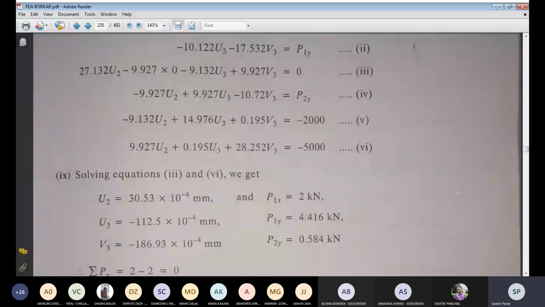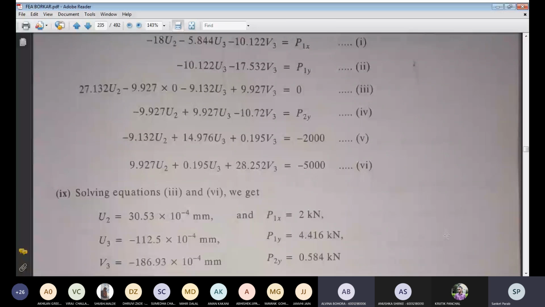Same value you are getting? No, sir. I might have made some mistake. Okay. Others also please check. So there's some difference in the decimal. Like I've done it in 10 raised to minus 3. So U2 is 3.0314 into 10 raised to minus 3.